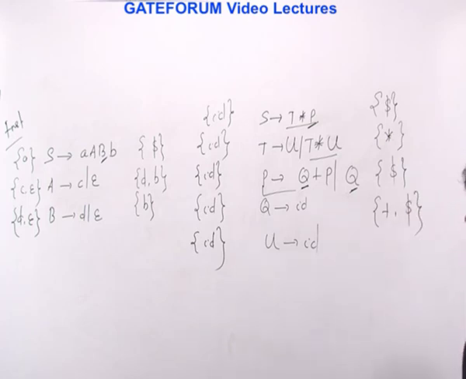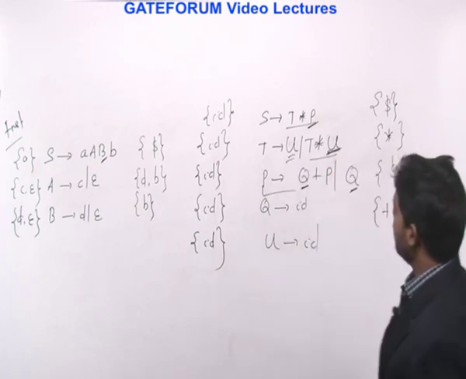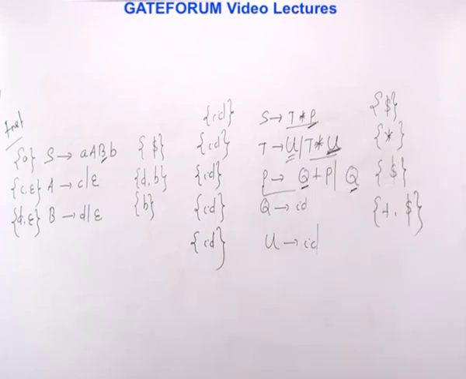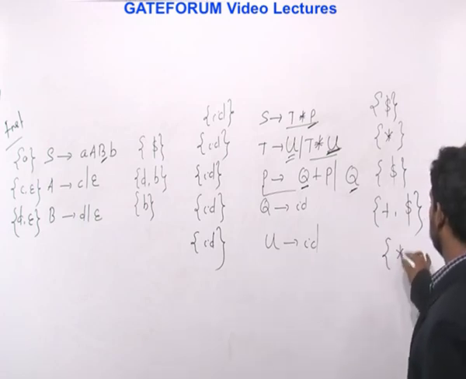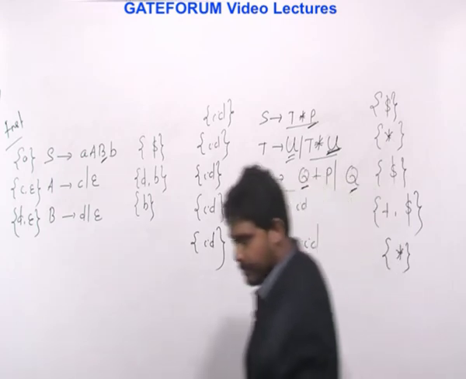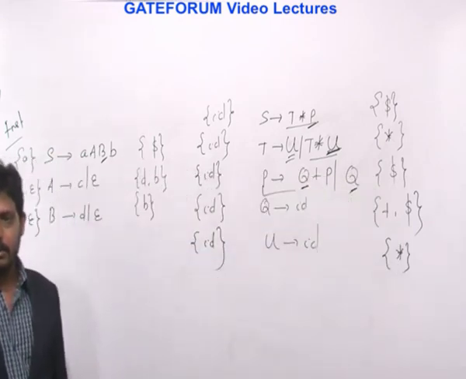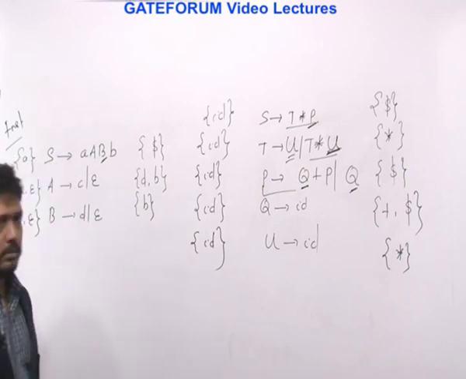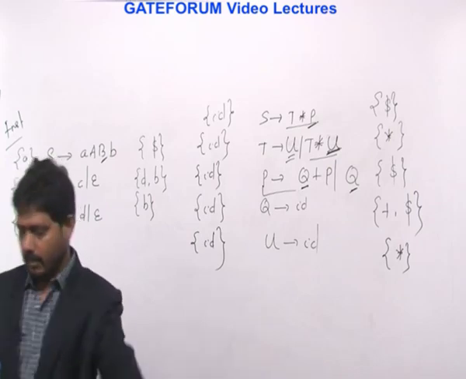Follow of U. So where U is present. U is present here and U is present here. Both are saying the same thing, that follow of U is follow of T. What is follow of T? Star. Hence star. Okay, so this is the answer of this particular question. This is the first set and the follow set.